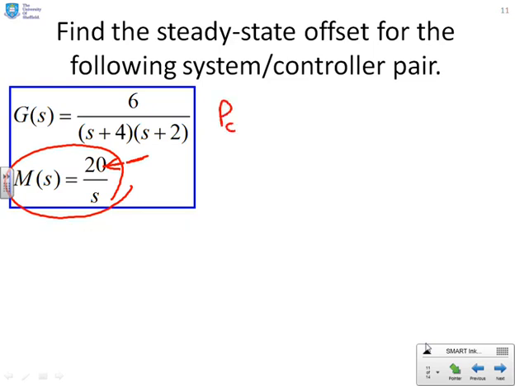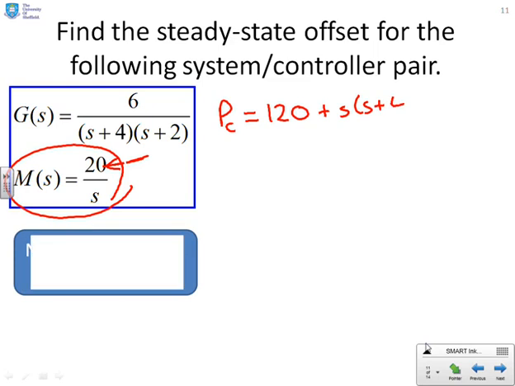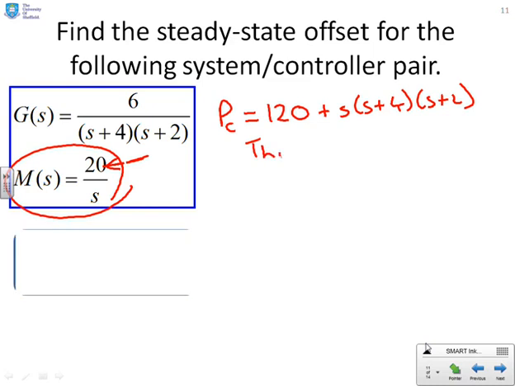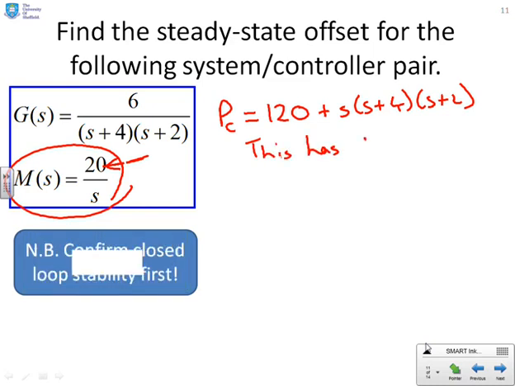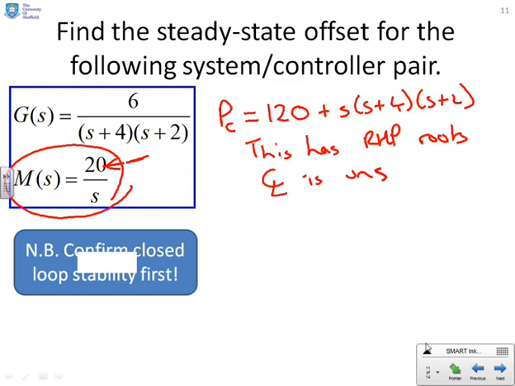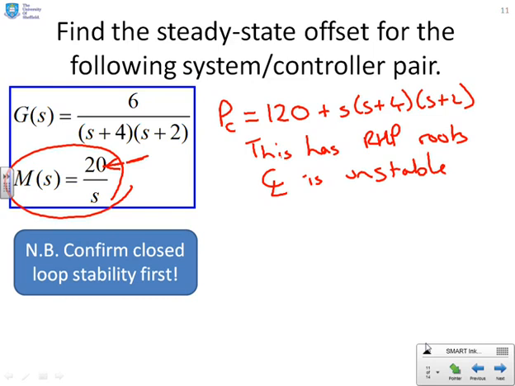So now let's calculate the closed loop pole polynomial, and I get PC equals 120 plus S plus 4, S plus 2, and you will find this has right half plane roots. Okay? Closed loop is unstable. So there's an interesting observation. By making the gain of the compensator up to 20, and let's not worry too much about the integrator, I've made the closed loop go unstable.